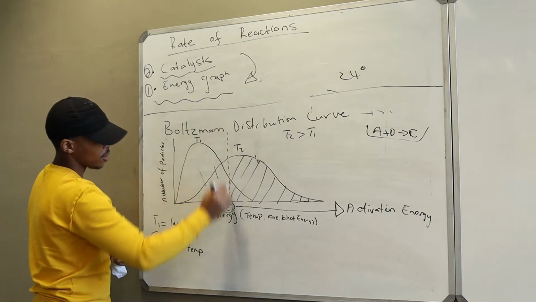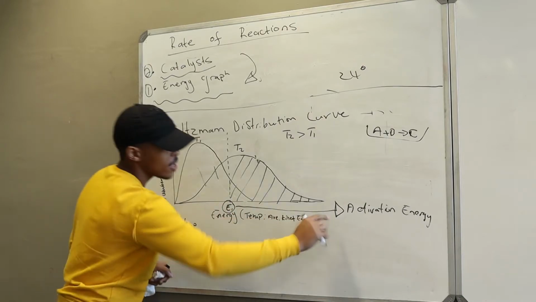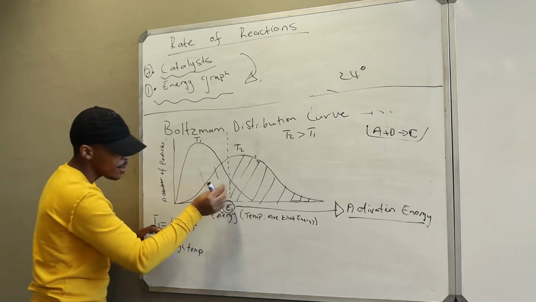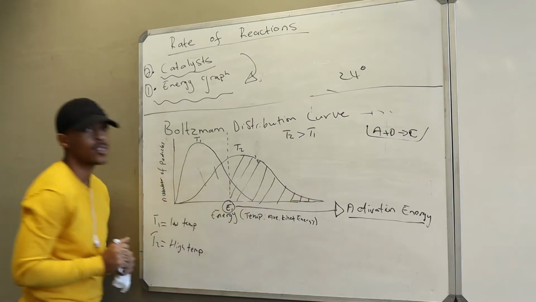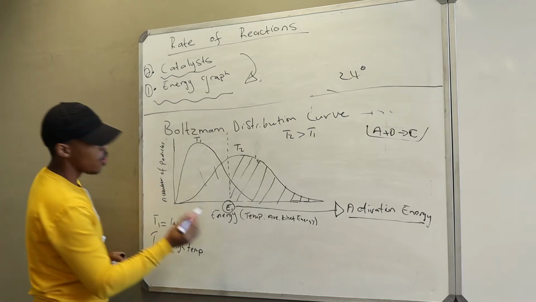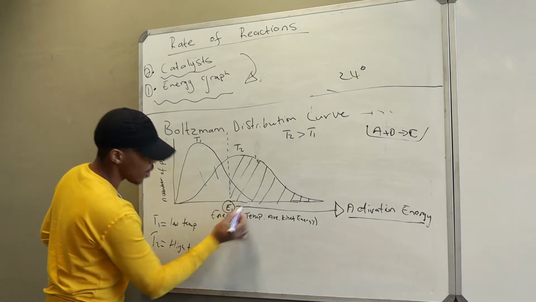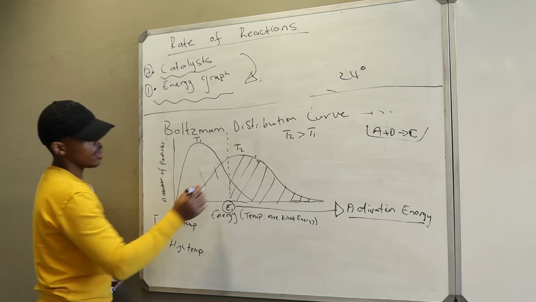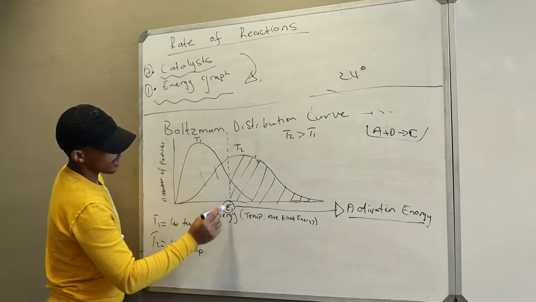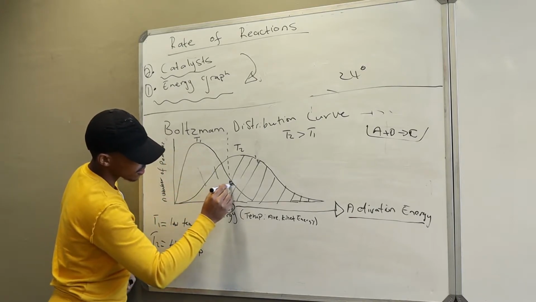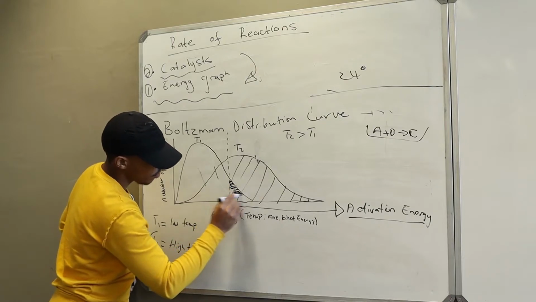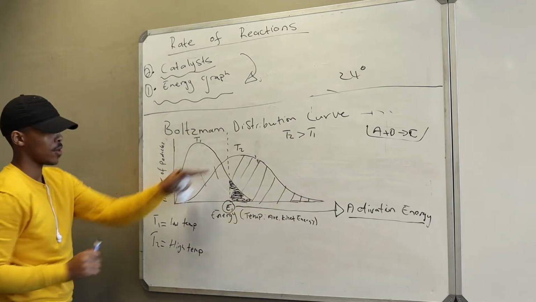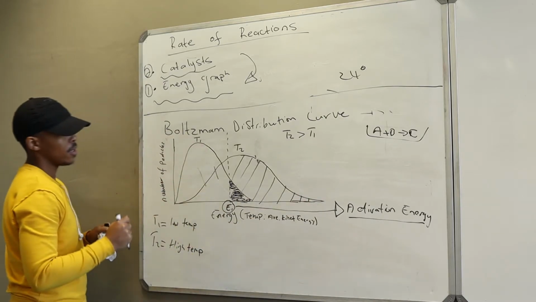So, and then we have a marked point, which is called E1. Now, E1 is the activation energy. Remember, activation energy is the minimum amount of energy required for a chemical reaction to occur. Right, so only at this point and beyond will the reaction start to occur. Now notice something. At T1, there's only a small part that actually falls within E1 and beyond, right? It's at a lower temperature.